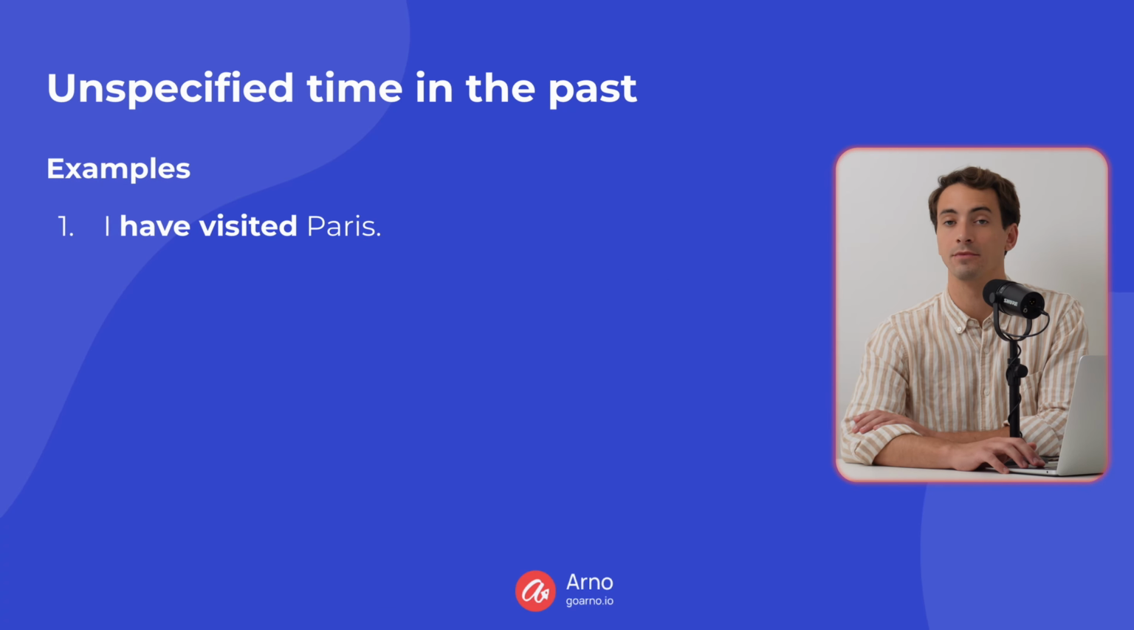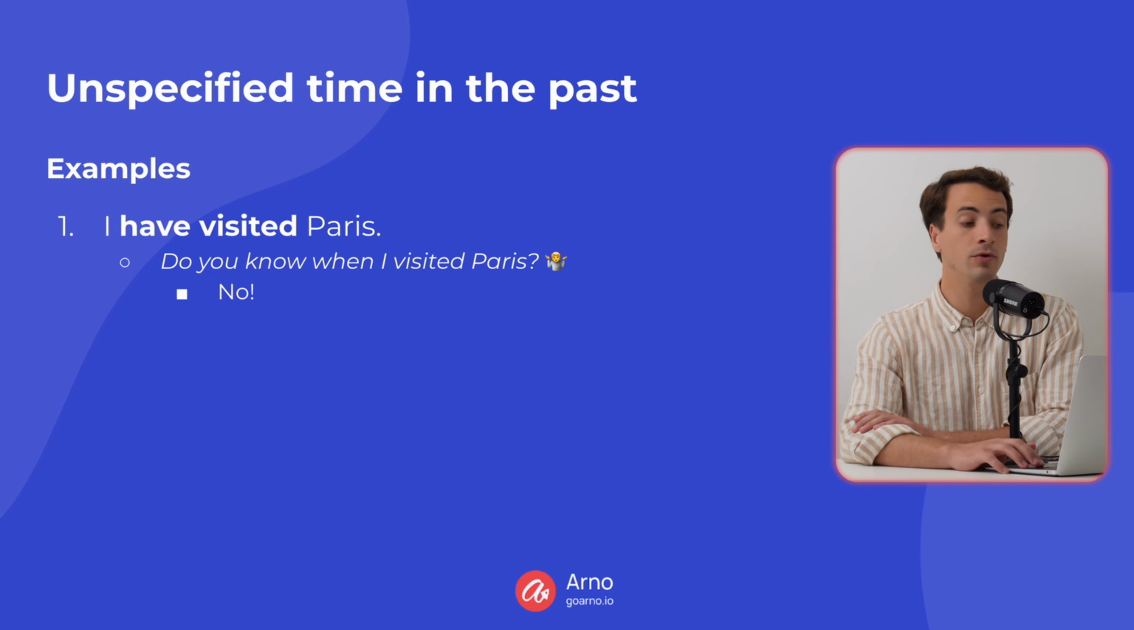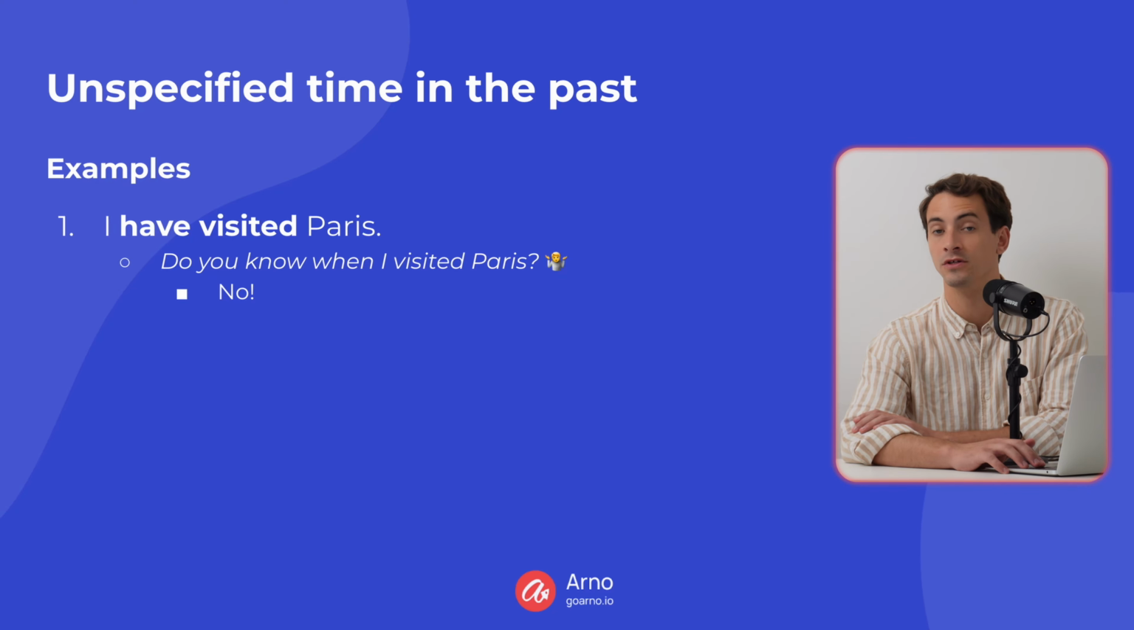So here are some example sentences. I have visited Paris. Do you know when I visited Paris? No. All you know from this sentence is that at some point in my life, and I've been alive for 30 years, I have visited Paris, but you don't know when. In other words, when I visited Paris is unspecified, which is why I'm using the present perfect.